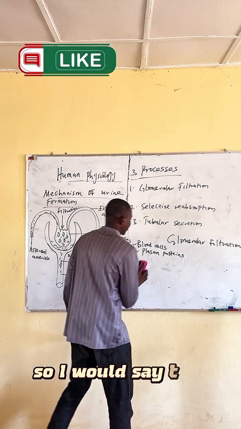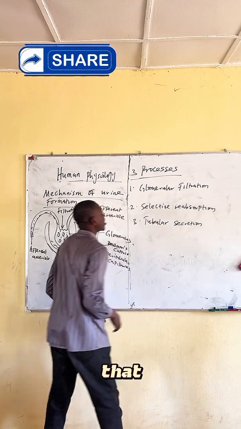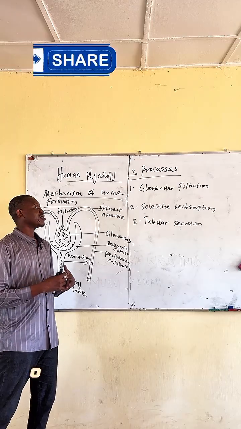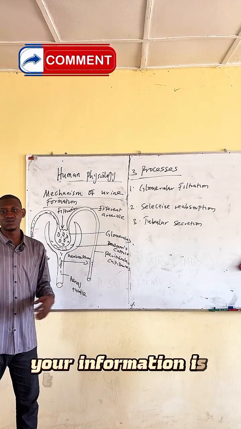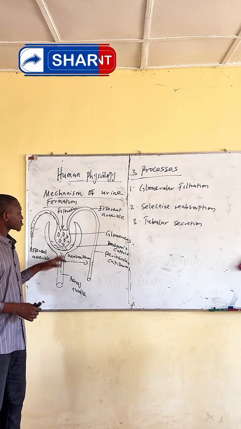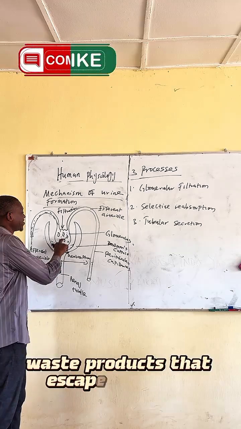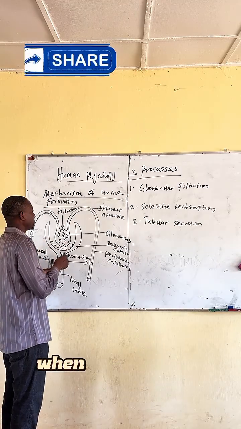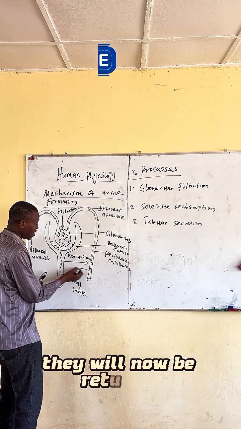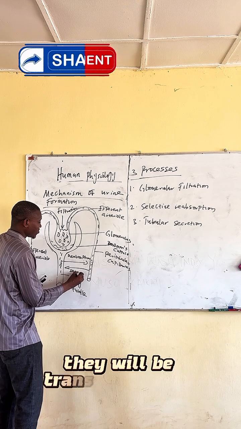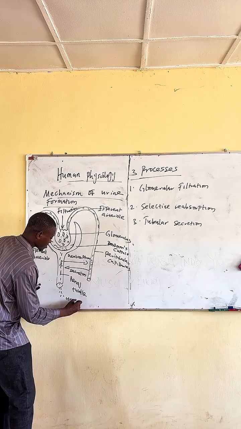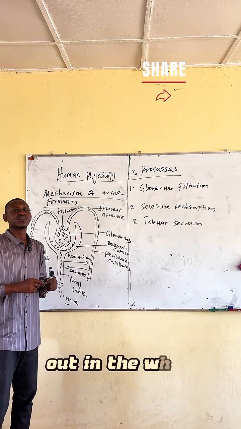It is important to note that after selective reabsorption has taken place, the next and final stage of urine formation is tubular secretion. In tubular secretion, waste products that escape filtration at the glomerulus, when they get to the peritubular capillaries, will be transported back to the renal tubules, where they will be passed out in the what? Urine.